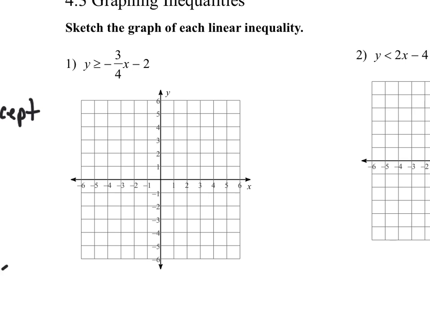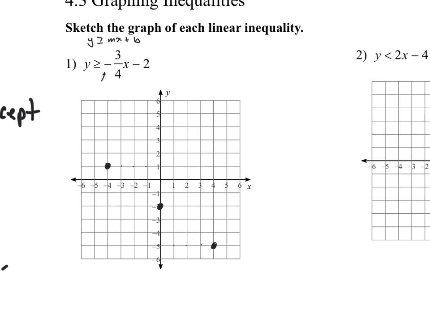So this one already has it in slope-intercept form, so I don't have to worry about that one. And I'm going to go straight to graphing my line. As a reminder, it's y = mx + b. b is my y-intercept. So that means my first point is down here at (0, -2). I have a negative slope, which means I'm going down 3 over 4. So 1, 2, 3 over 1, 2, 3, 4. And I'll do another point going up. So up 1, 2, 3 over 1, 2, 3, 4. All right, those are my 3 points.